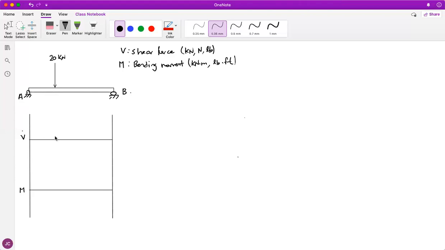So what we are trying to find out here is a drawing. These drawings are called diagrams. So we want to find out the diagram for the shear force happening along the beam, all along the beam, not just at one point, but at all of the points of this beam. So let me just say that the length of the beam is around 5 meters.